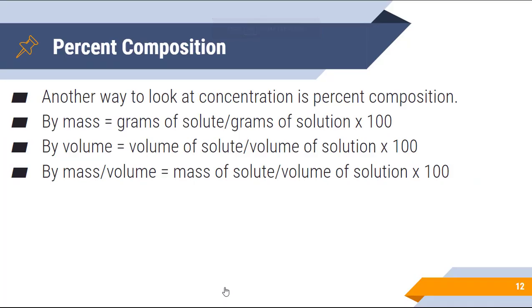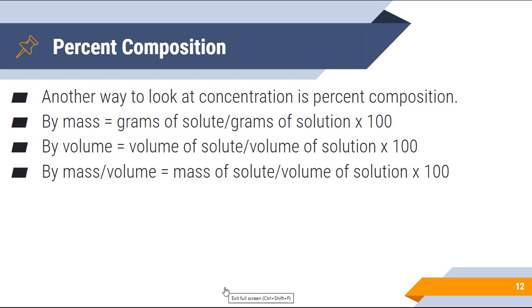The last problem I'm going to have you take a look at, and again, it's another one of those straightforward ones. I just wanted to breeze through some of these different ways that you can look at concentrations of solutions, and that is by percent composition. Percent composition is pretty straightforward. We can look at it by mass, volume, or mass volume. If it's by mass, it's grams of solute divided by grams of solution times 100. By volume, volume of solute divided by volume of solution times 100. Mass of solute divided by volume of solution times 100 if you're looking at mass by volume. Okay, so lots of different ways that we can actually look at these types of percent compositions.